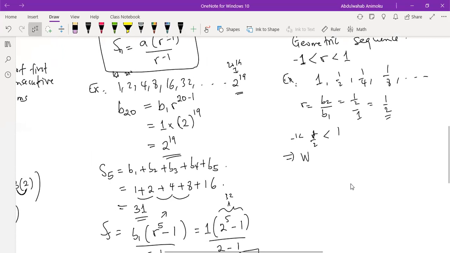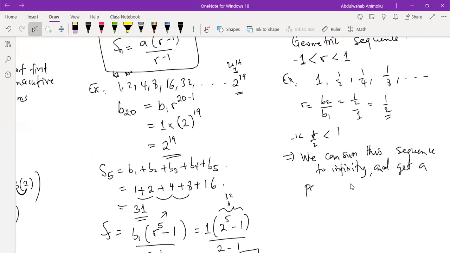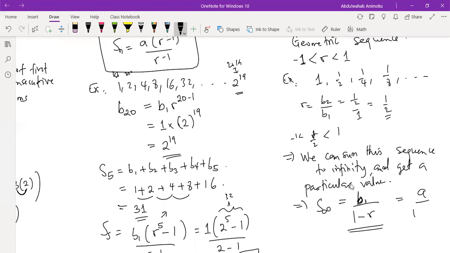Now, because this common ratio 1/2 is between 1 and -1, it means that we can sum this sequence to infinity and get a particular value. So what does this mean? S to infinity is basically the first term over 1 minus r. So if you are using A, that will be A over 1 minus r.